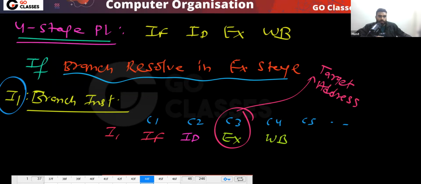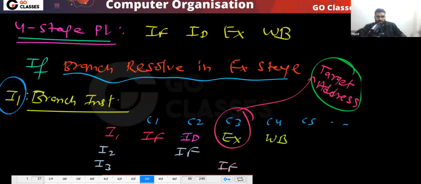But at this point of time, who will have come into your pipeline? Two unwanted guests will come: one guest will come here, and one guest will come here. Because by the end of this execute stage, you are calculating the target address. So by that point of time, two unwanted guests have come to your party.